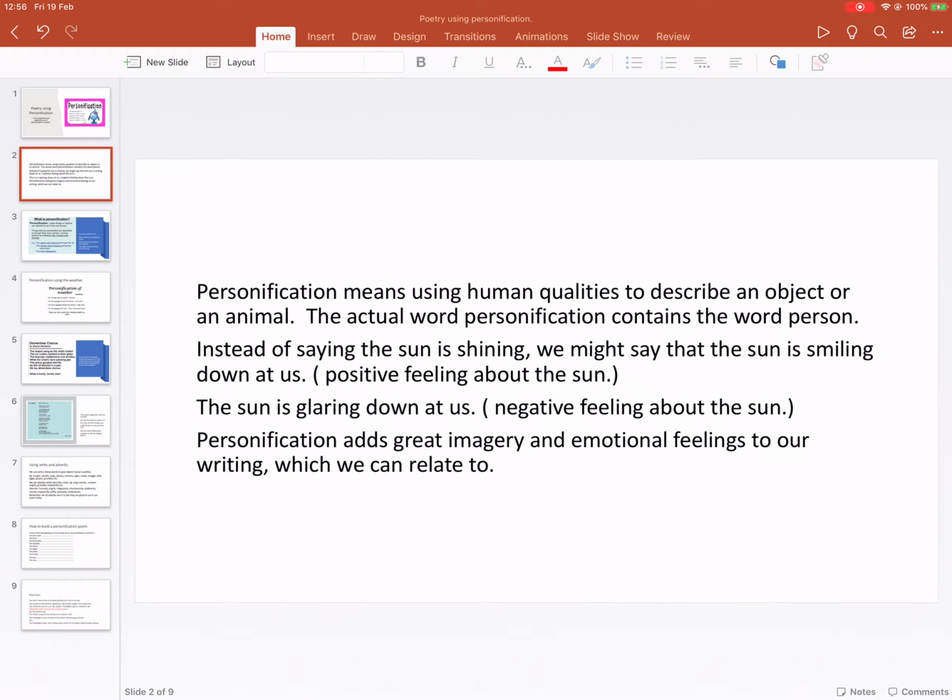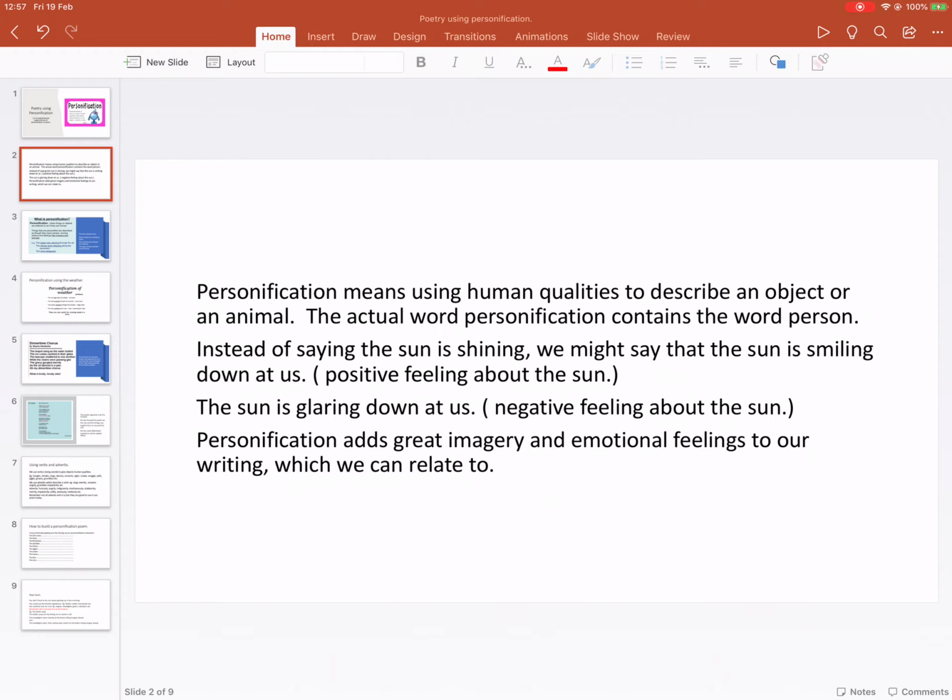The actual word personification contains the word person. So instead of saying the sun is shining, we might say that the sun is smiling down on us. So we've given it a human quality. We wouldn't normally say, oh, the sun's smiling at me, but it's used in writing, and it can give lots of emotions and feelings. So when we say the sun is smiling down at us, it's a positive feeling about the sun.